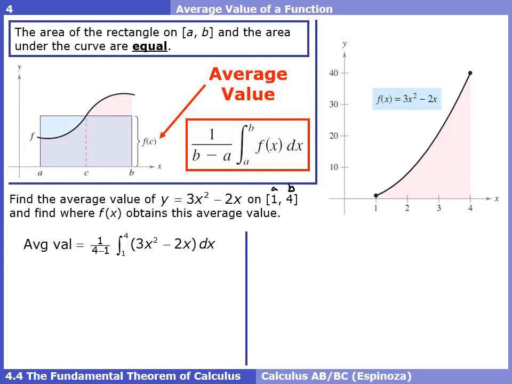Setting it up is nice and simple, and to move on from here, we just need to integrate this function. So the integral of 3x squared would be 3x to the 3 over 3, or simplified, x cubed. The integral of 2x would be 2x squared over 2, or simplified would just be x squared. Of course, that 1 over 4 minus 1 just becomes 1/3 in the front.